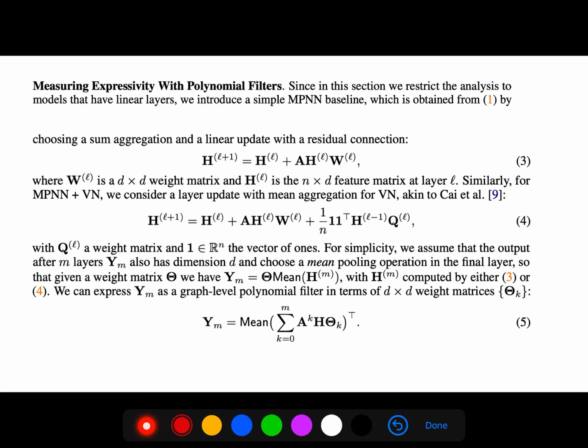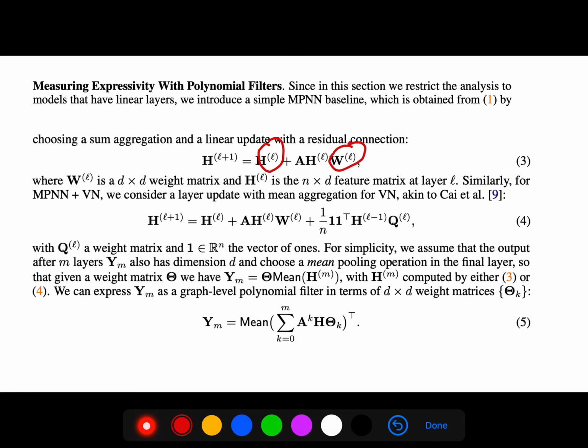Since in this section we restrict the analysis to models that have linear layers, we introduce a simple message passing neural network baseline. So we just choose a sum aggregation and a linear update with a residual connection. Here W_l is a d by d matrix, and H is an n by d feature matrix at layer l. Similarly, for message passing with virtual nodes, we consider a layer update with mean aggregation for virtual nodes.